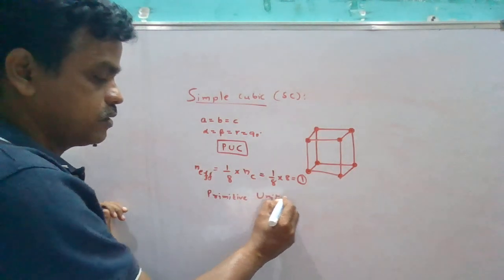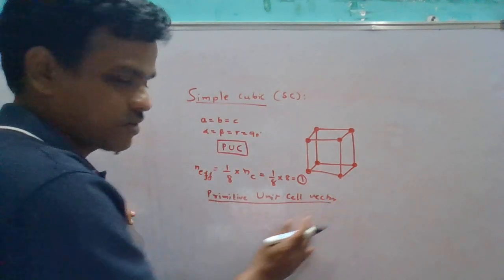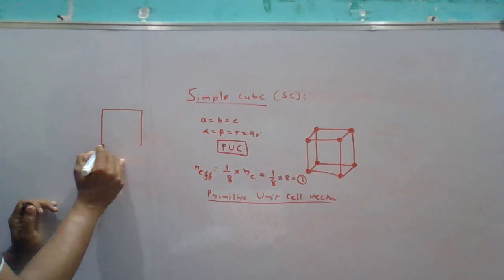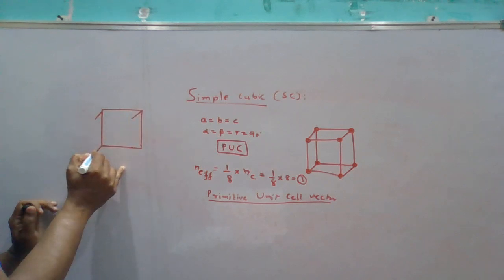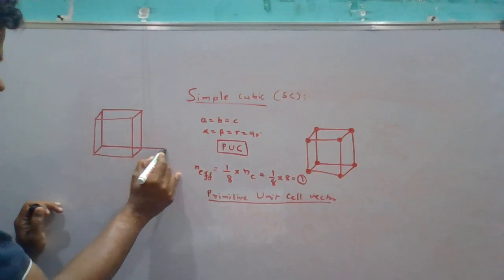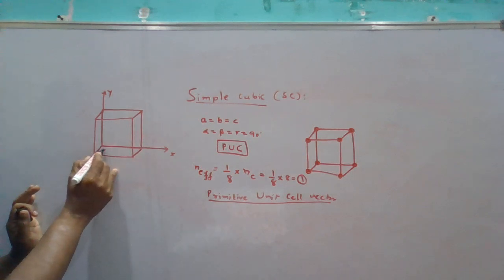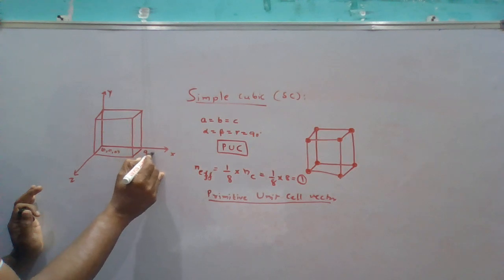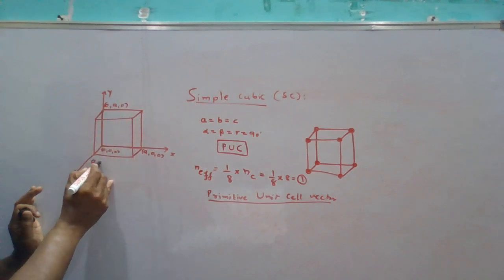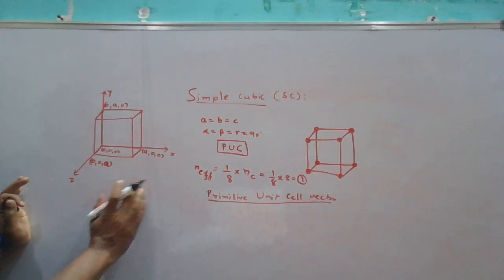Primitive unit cell vectors. Already I said it is a primitive unit cell structure. So here I am drawing the simple cubic structure. This is the x-axis, this will be the y-axis, this will be the z-axis. So this is the origin O, 0 0 0. Then A 0 0, then 0 A 0 on the y-axis, and 0 0 A on the z-axis. So this is a primitive unit cell.